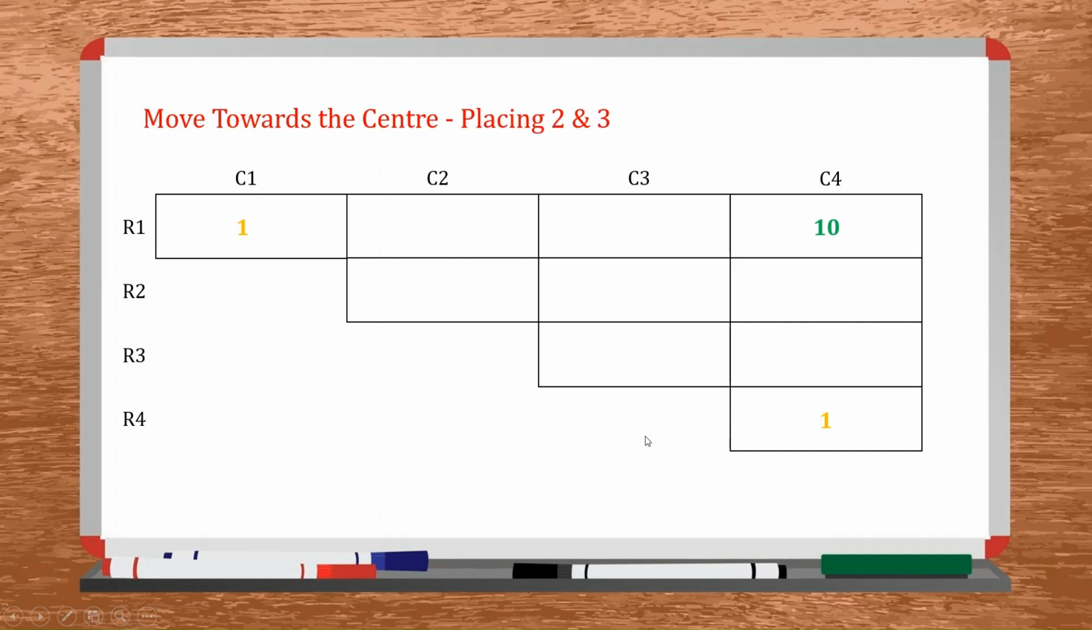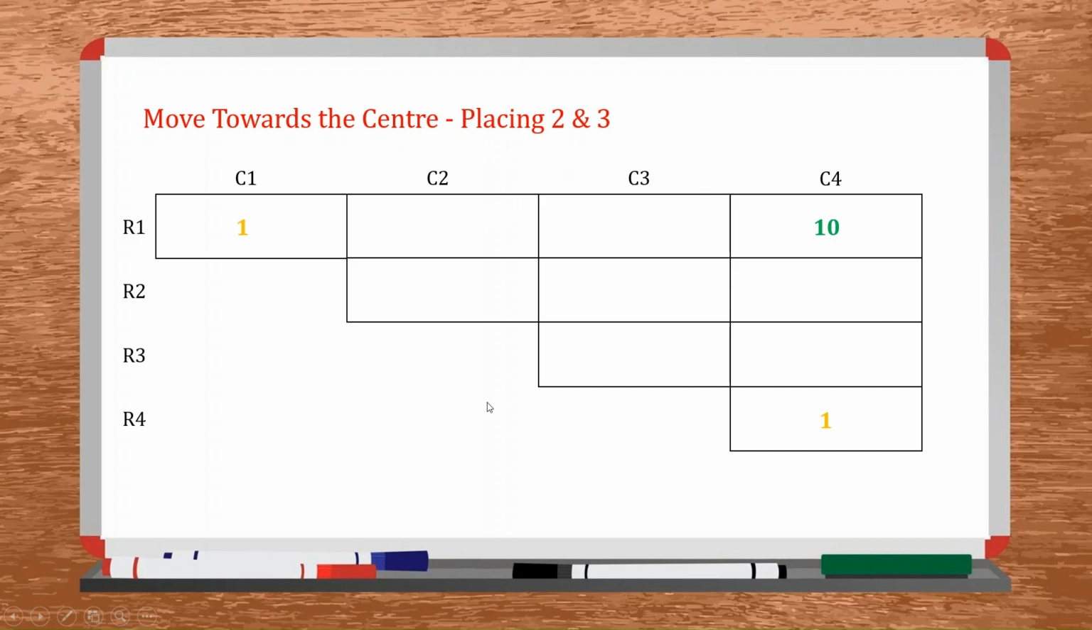Now let's start moving towards the center. Now let's start placing 2 and 3. Why 2 and 3? Because we have a condition which is applicable for both 2 and 3. Hence, we'll keep 2 and 3 together. Now, you might have a question here. Why am I not starting with 9 now? Since 9 is also a similar point like 2 and 3.